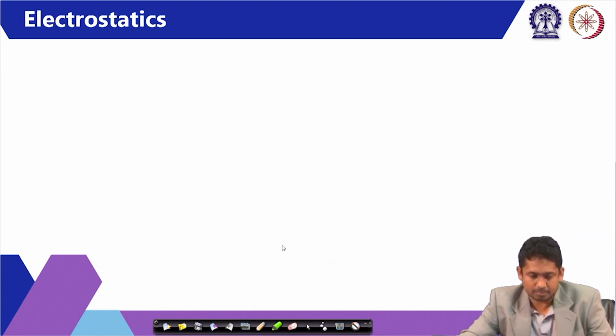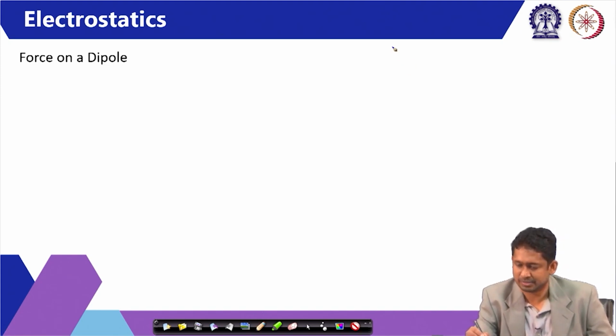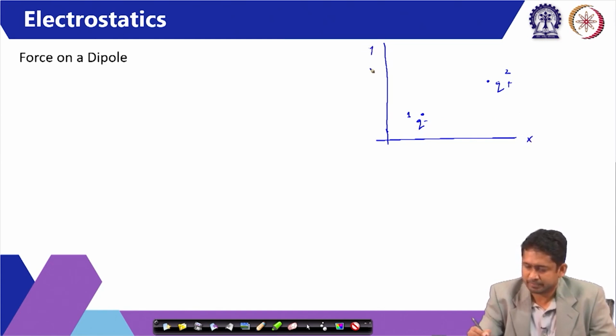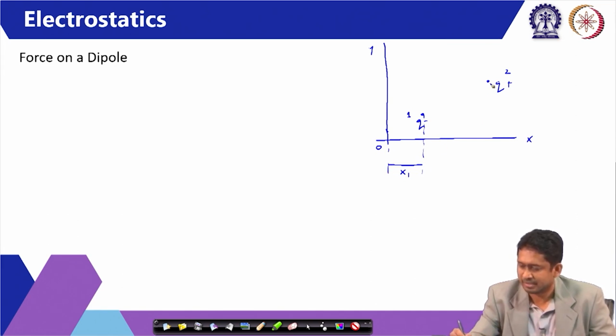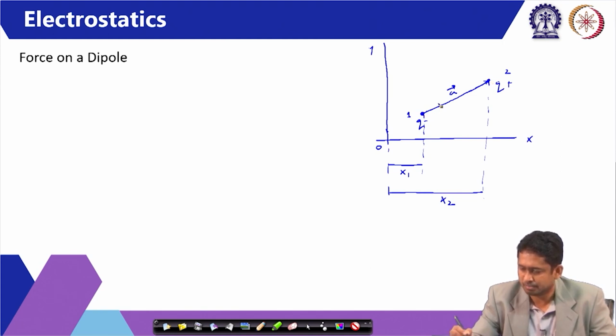Next, we will talk about force on a dipole. We will try to understand the force in a 2D setup and then we can generalize it to 3D. Let us imagine that we have a charge q minus and we have another charge q plus. Let us call it point 1, and point 2, in the xy plane. Now point 1 is at a distance x1 along the x axis from the origin and point 2 is at a distance x2 along the x axis from the origin, and the distance between these 2 points is a. Let us define a vector a which joins point 1 to point 2.